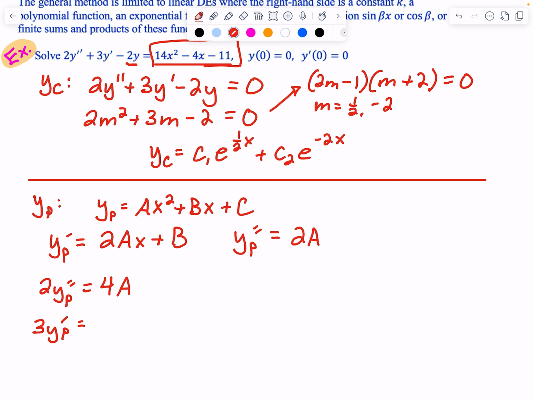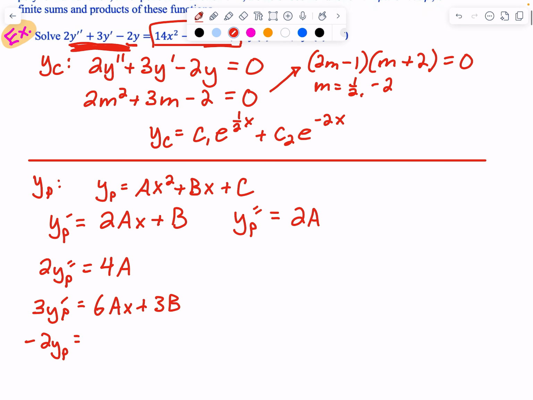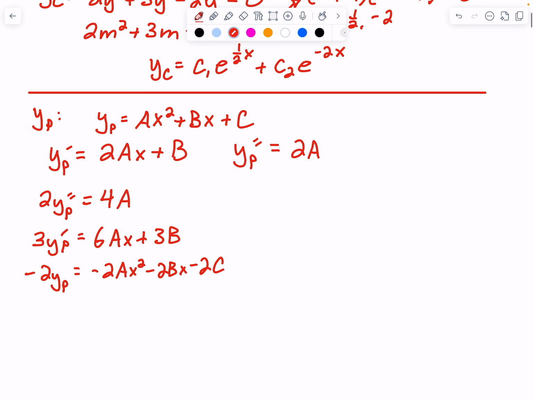So 3y_p prime, I'm pulling it from up here. That's where I'm getting the numbers. 3 times that will be 6ax plus 3b. And then we're supposed to subtract 2y, so I'm going to subtract 2 times the original. So I get minus 2ax squared minus 2bx minus 2c. Now I have everything in order, so all I got to do is just add down.